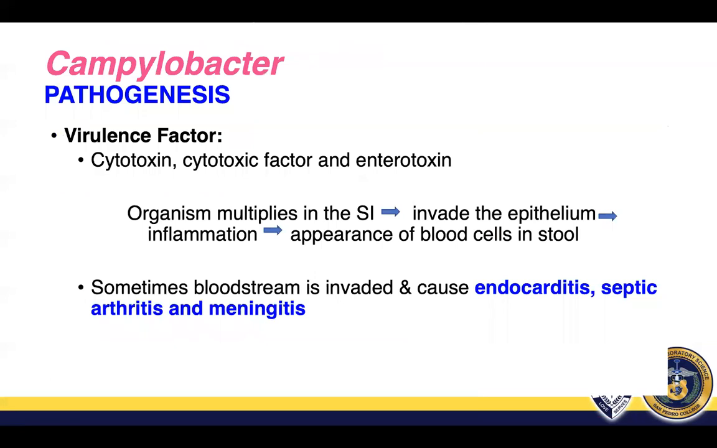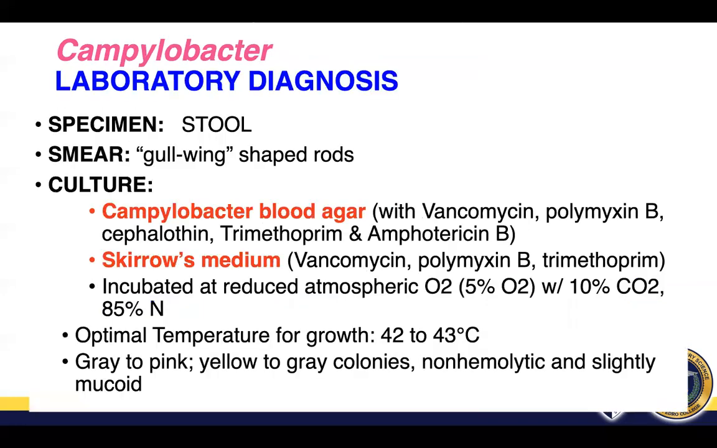Now, the pathogenesis of Campylobacter. It is able to produce cytotoxins, cytotoxic factors, and enterotoxin. The organism is believed to multiply in the small intestine, and from there it could invade the epithelium, which would lead to inflammation. Eventually, this results in the appearance of blood cells in stool. Sometimes the bloodstream is invaded, and it could cause endocarditis, septic arthritis, and even meningitis.